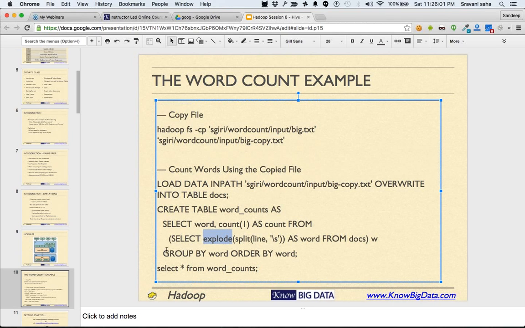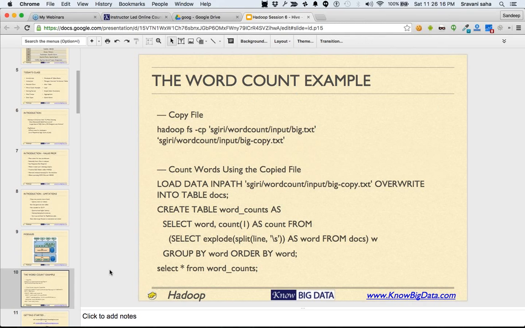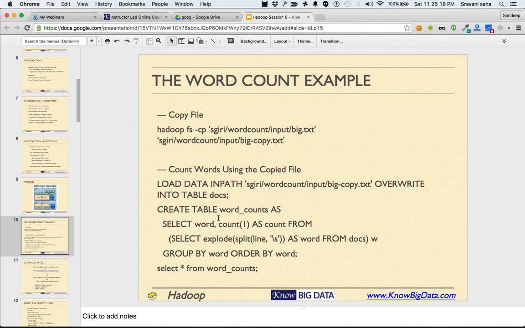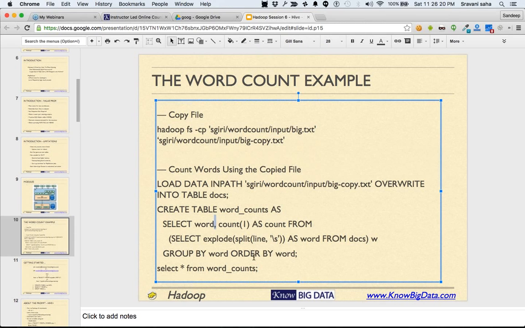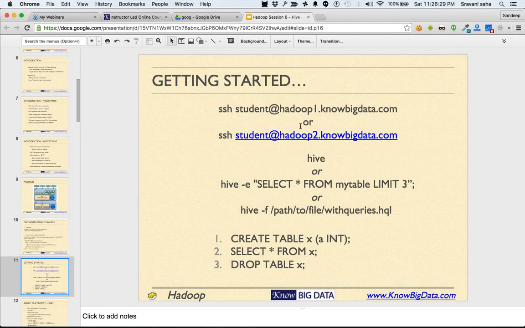Once we are done with that, we do a group by and then we generate the count, and after that we basically count how many times each word has occurred. That's it. So that's a quick look at how it looks. Once it is done, we store it in word counts, and then we can have a look at the word counts.